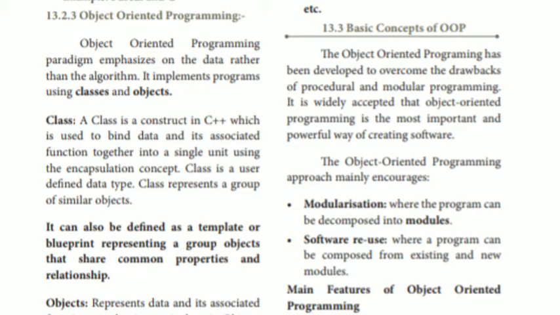A class is a construct in C++ which is used to bind data and its associated functions together into a single unit. We discussed in a topic earlier, binding data, combinations of structures, that is a class.